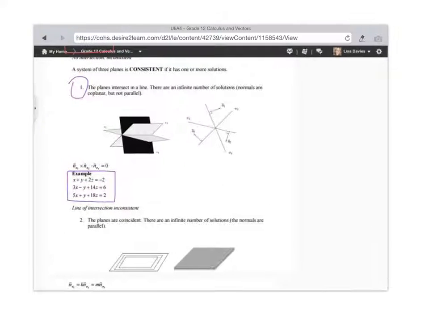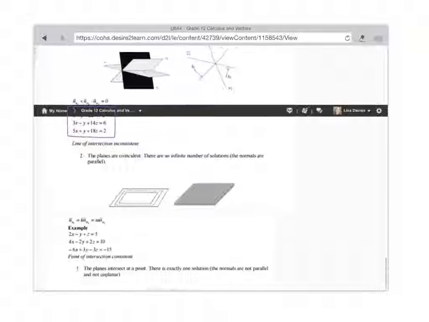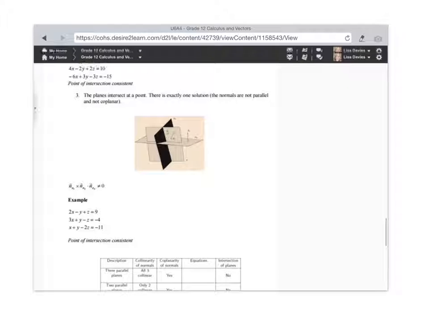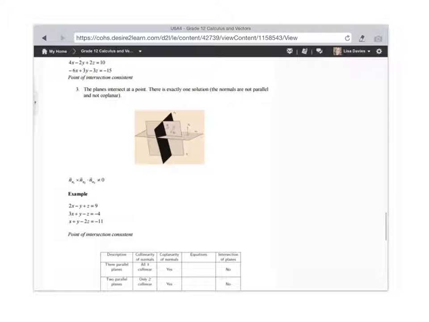Let's see what else they've got here for us. Okay, and a point of intersection being consistent. If the planes intersect in a point, there's only one solution. And so that would be similar to what they have shown in number 3 here. They've given you an example of a system of 3 planes where there is only one point of intersection, and that also makes a consistent solution.